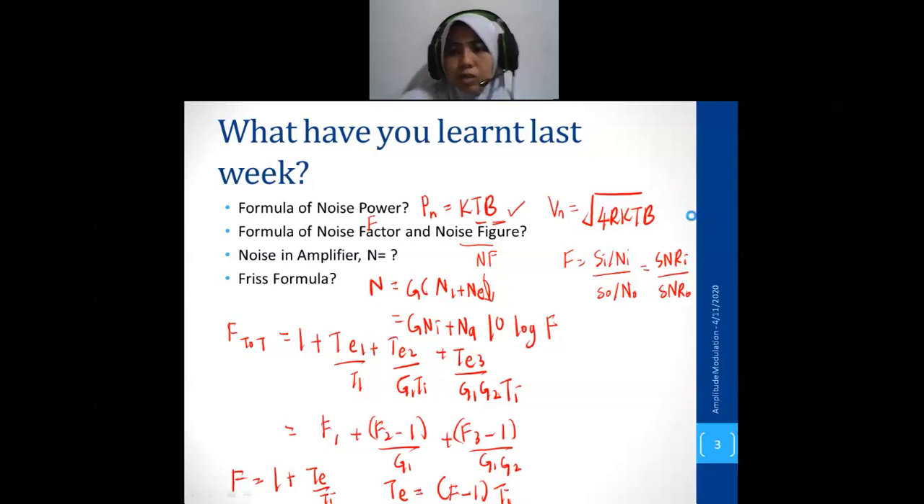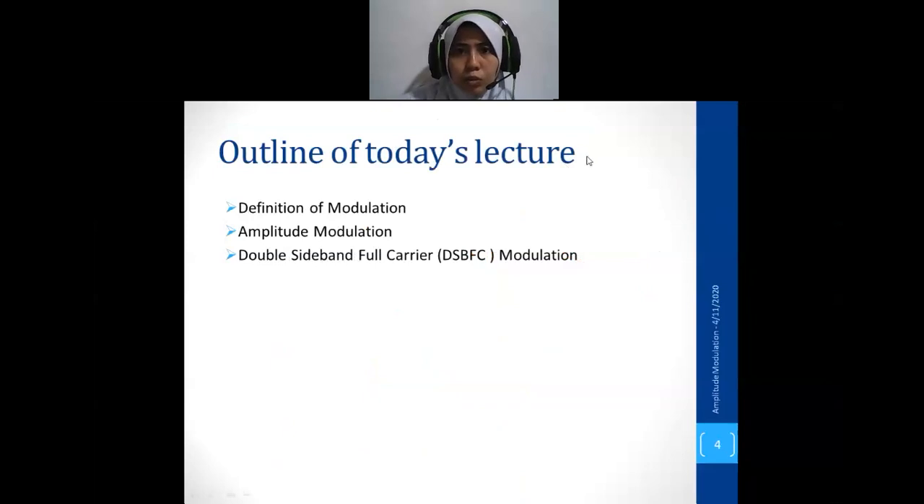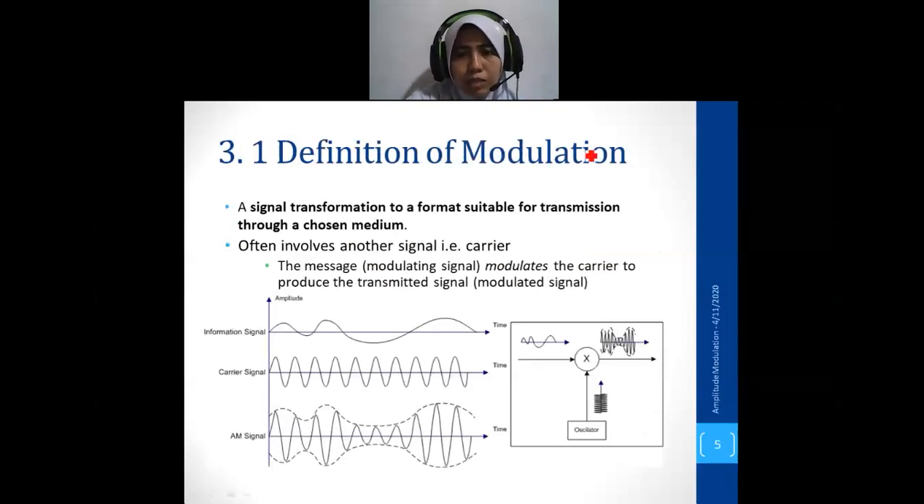So today, what you will learn is the definition of modulation, amplitude modulation, and the first type of amplitude modulation, that is double sideband full carrier, DSB-FC modulation. Okay, so last week you already searched for the definition of modulation that I wanted you to share in the Mentimeter. So today we focus on modulation, and this chapter is focused on amplitude modulation.